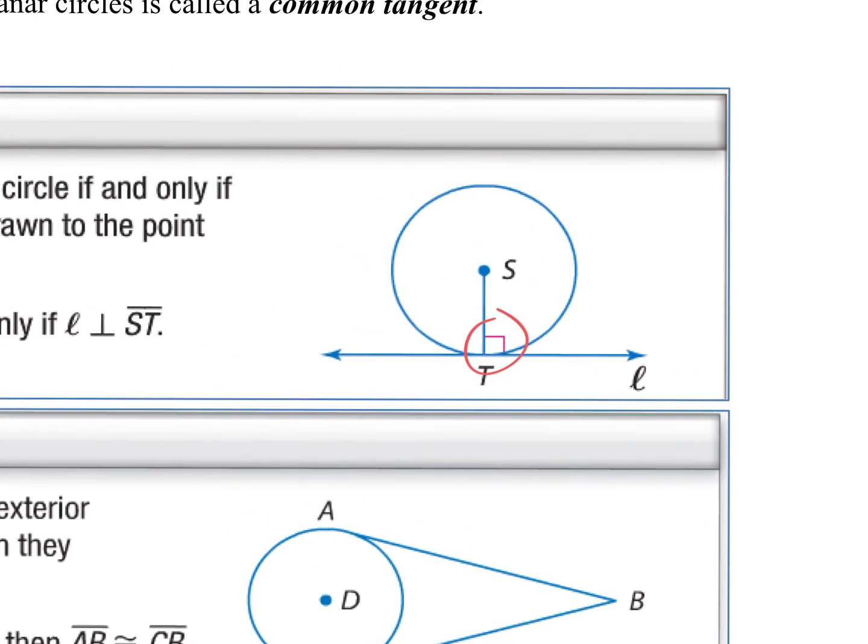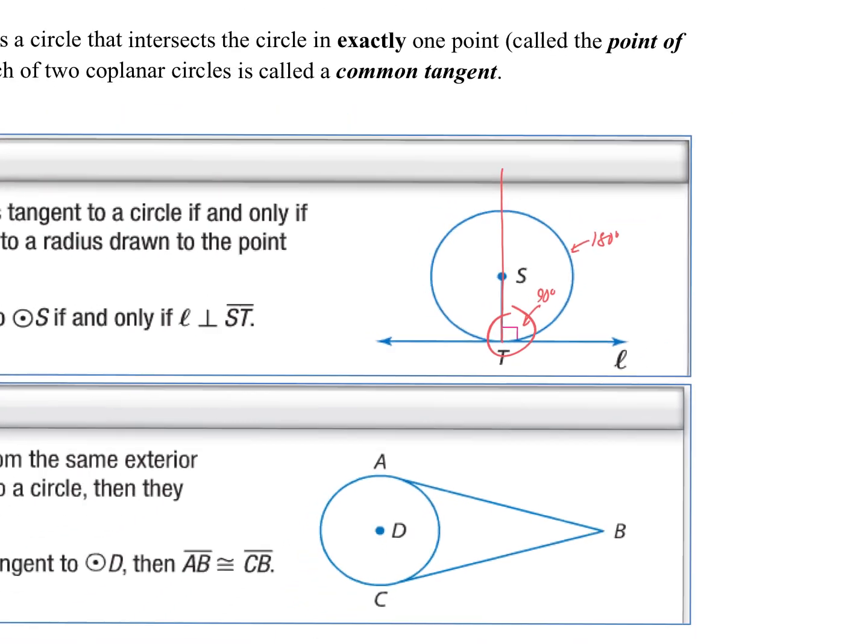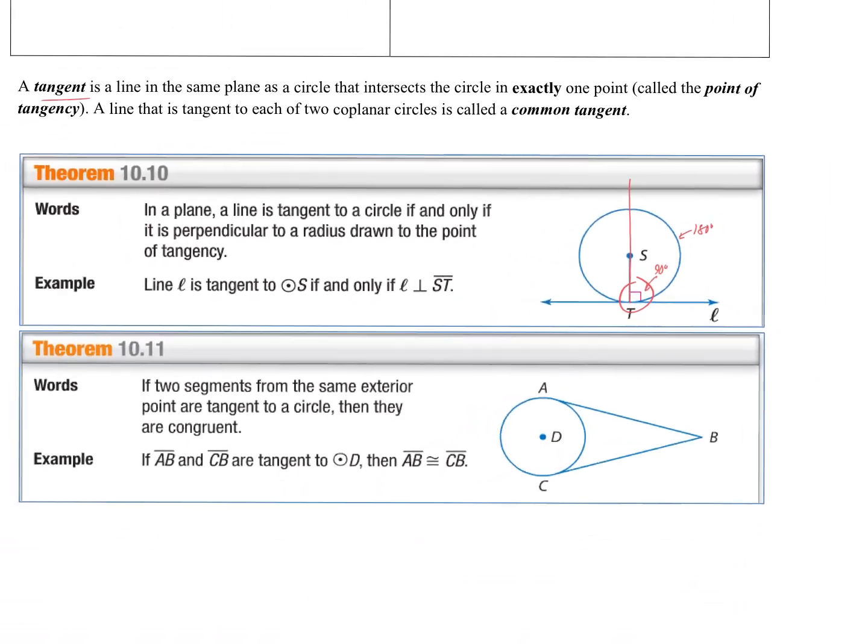Hey, here's another example of that rule we just learned. Realize that this would be 180. Here's another example of how that's half of the intercepted arc. Yeah, you could apply that theorem and say that's why it's 90.